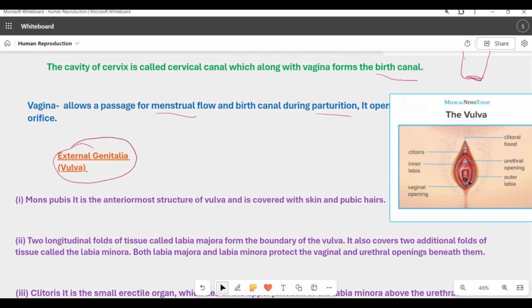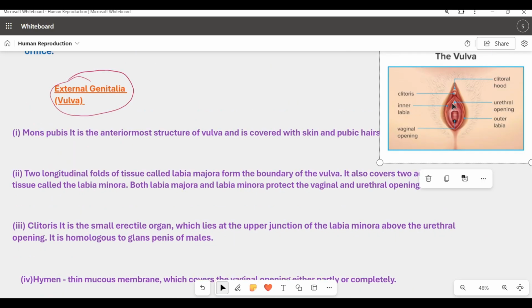And you can see this is the vaginal opening. The urethral opening is just beneath the vaginal opening, through which the urine comes out. And you can see a small organ here called the clitoris. The clitoris is an erectile organ, found at the upper junction of the labia minora, above the urethral opening. It can be compared to the glans penis of males, and it is the sensitive part of the female reproductive system.